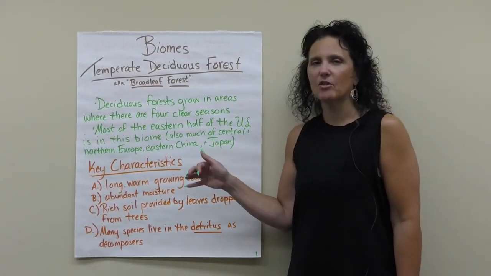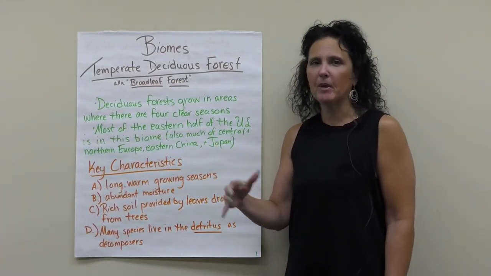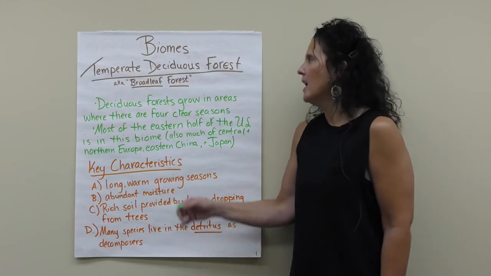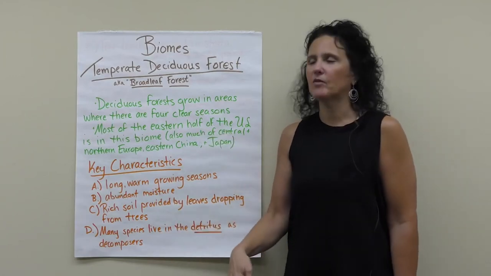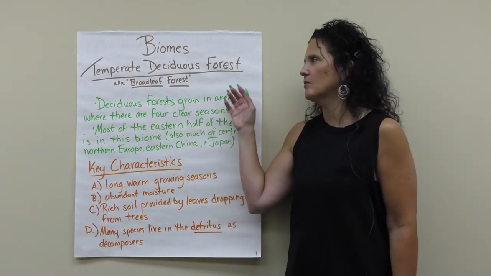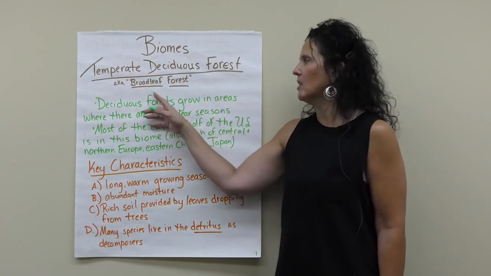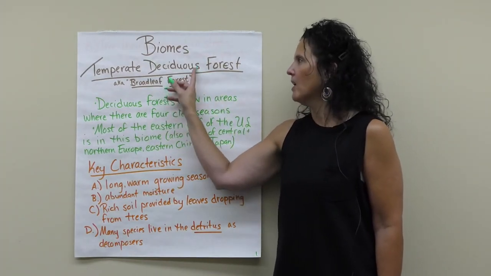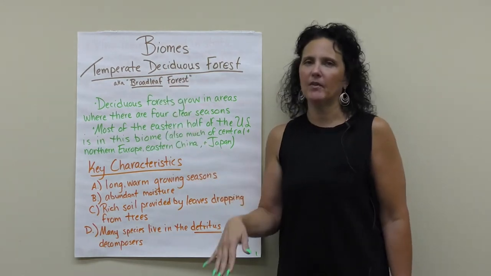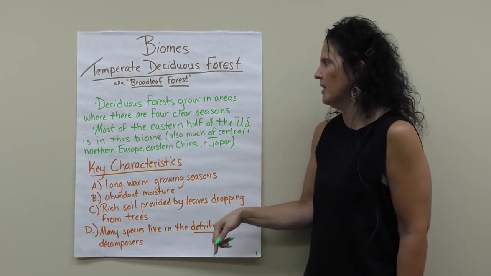We talked about the desert biome, places where people live, animals live, plants grow. And today we're going to look at where we live here in West Virginia. It's called the temperate deciduous forest, or sometimes you might see it called the broadleaf forest. Deciduous and broadleaf are both talking about the types of trees. We'll look at it here in a minute.